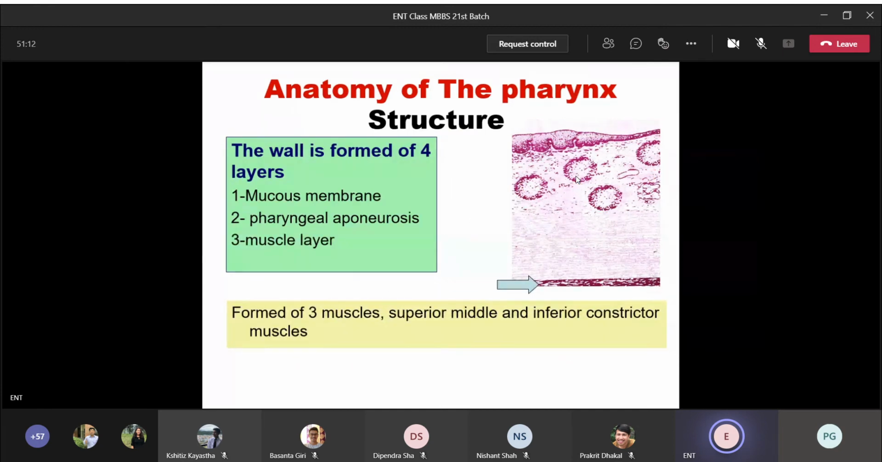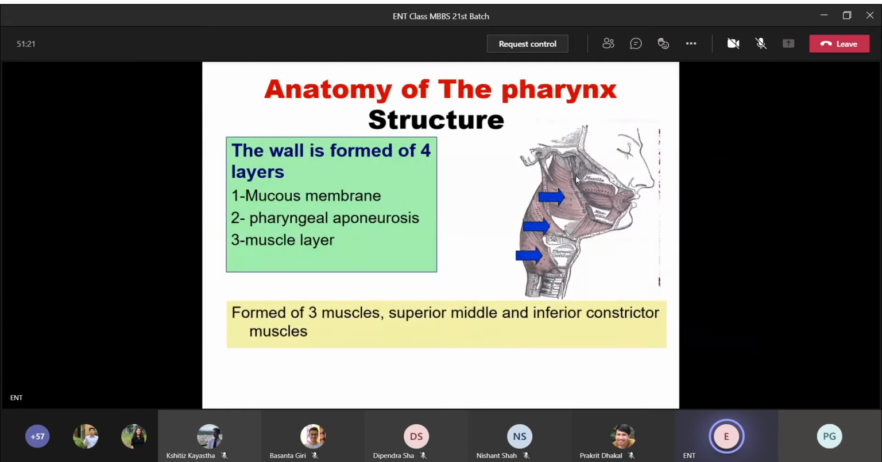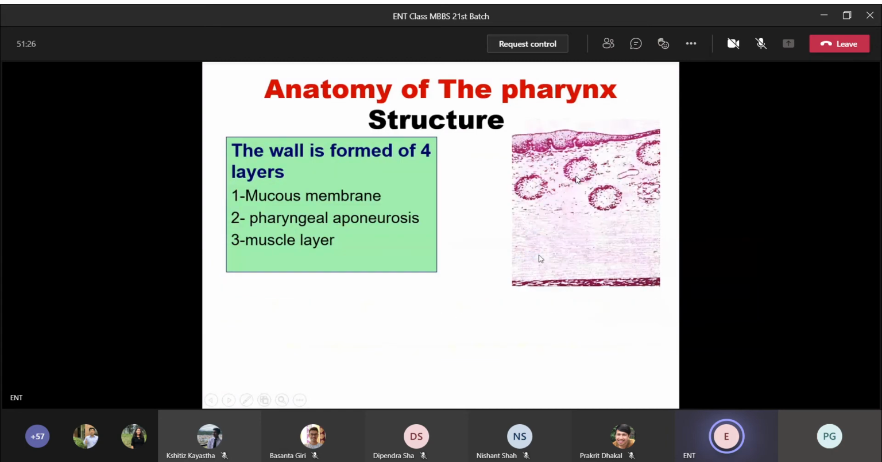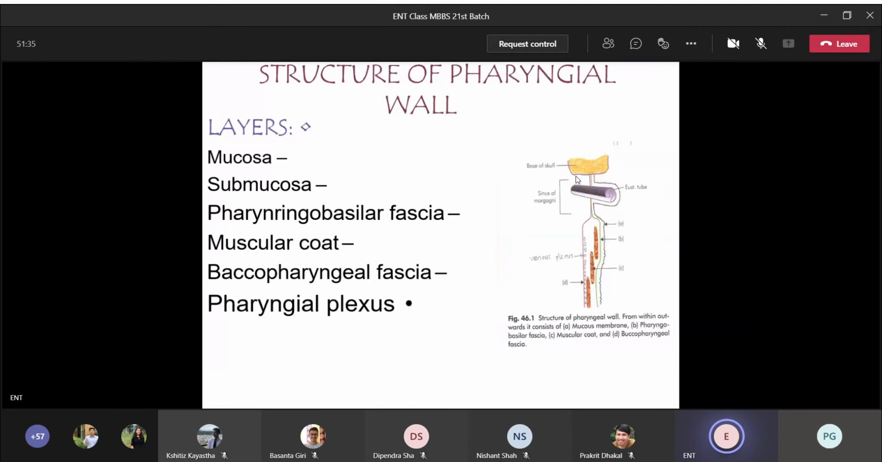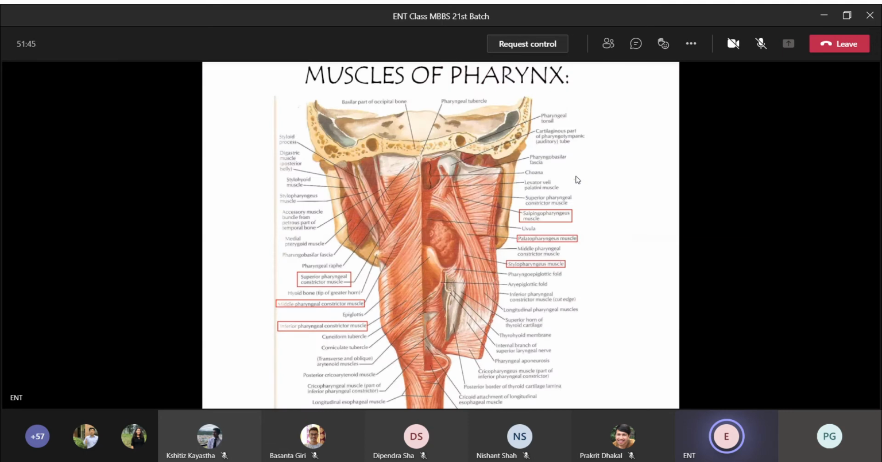There are 3 muscles which form the pharynx, that is superior, middle, and inferior constrictor muscles. You can see this is the superior, middle, and inferior constrictor muscles. And fourth is a thin coat of connective tissue which is known as buccopharyngeal fascia. See the layers of the pharyngeal wall: mucosa, submucosa, pharyngobasilar fascia, muscular coat, buccopharyngeal fascia, and the pharyngeal plexus.